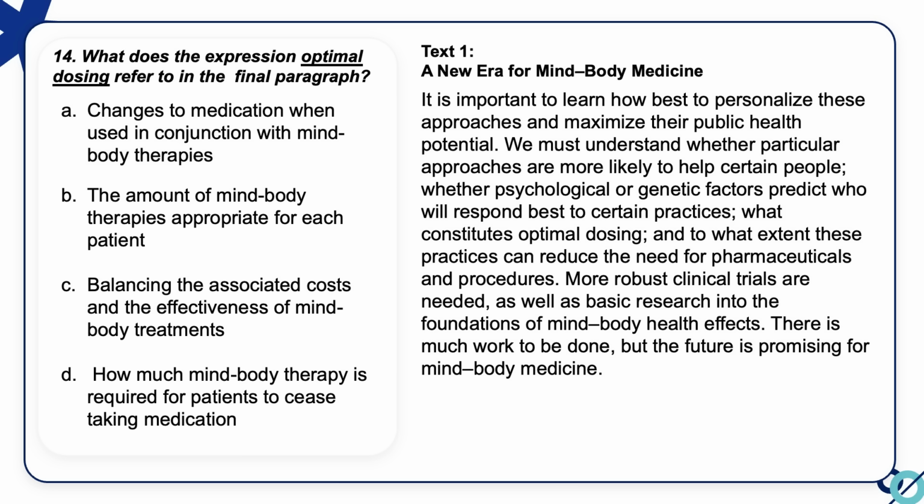Now let's look at question 14. Question 14 asks, what does the expression optimal dosing refer to? Here, the correct answer is B, the amount of mind-body therapies appropriate for each patient. Now, typically, dosing is used for medication, but here, the writer uses it metaphorically for meditation.